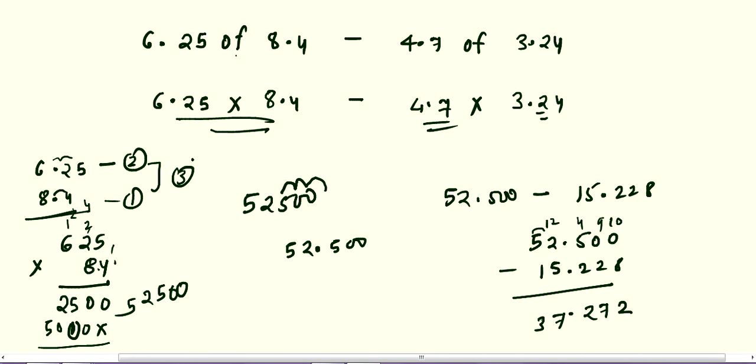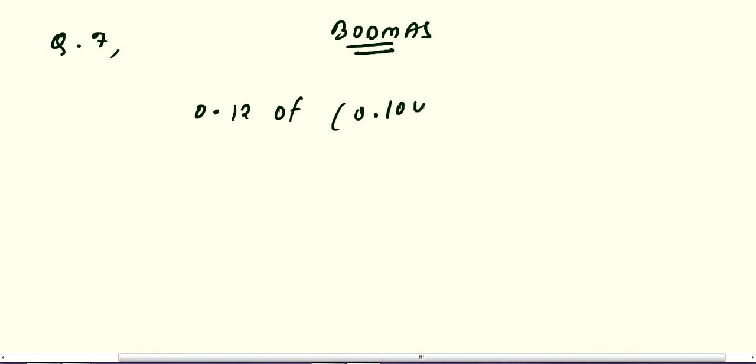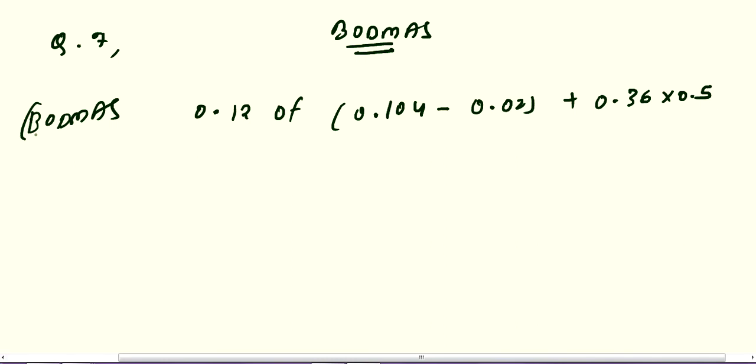Clear? Then last question is same. I'm solving the 6th one from question number 7. 7 is BODMAS, which I have explained to you 2 to 3 times in this session, or you are studying BODMAS from class 5, so it's easy for you. 6th one is 0.12 of 0.104 minus 0.02 plus 0.36 into 0.5. So as per BODMAS, first is bracket, so we will solve this bracket.